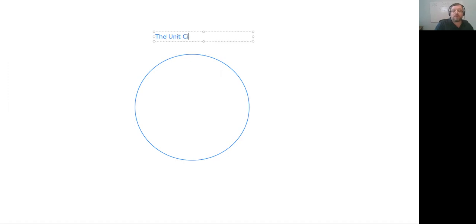So now let's talk about this unit circle. When you have a unit circle, let's draw it here for you. The unit circle is basically a circle with a radius of 1. That is the unit circle. Now the unit circle has a radius of 1.